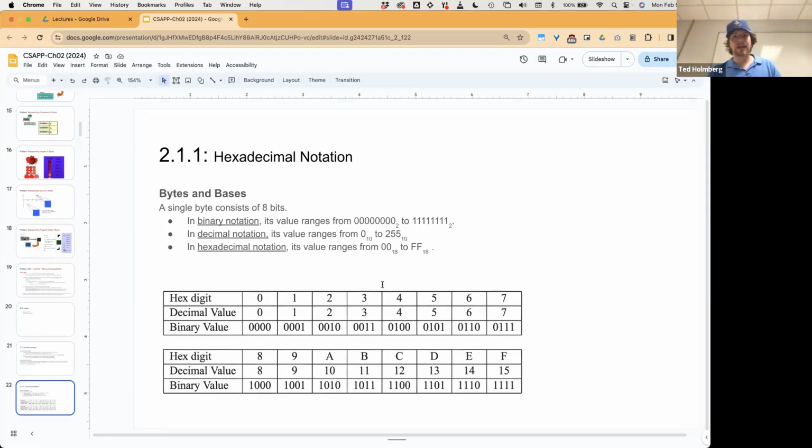So here we have a simple table that has our binary values, our decimal values, and our hexadecimal values. The encoding you're seeing here is to get us from 0 to F, and then its analog in the decimal value and its analog in the binary value.